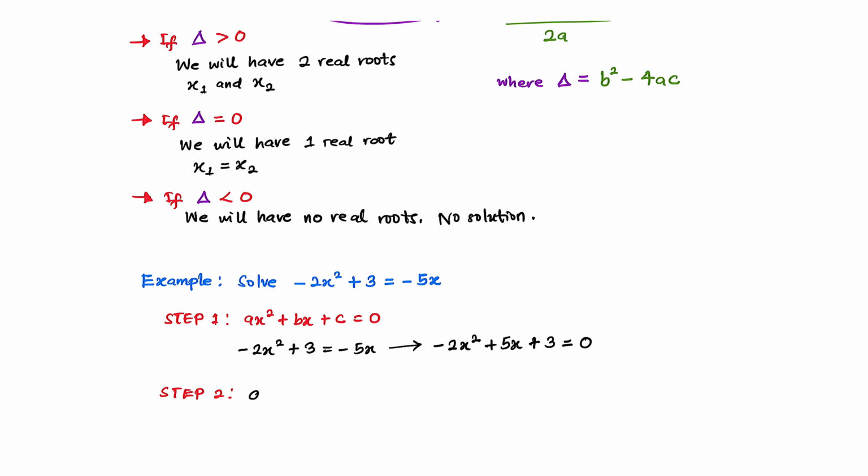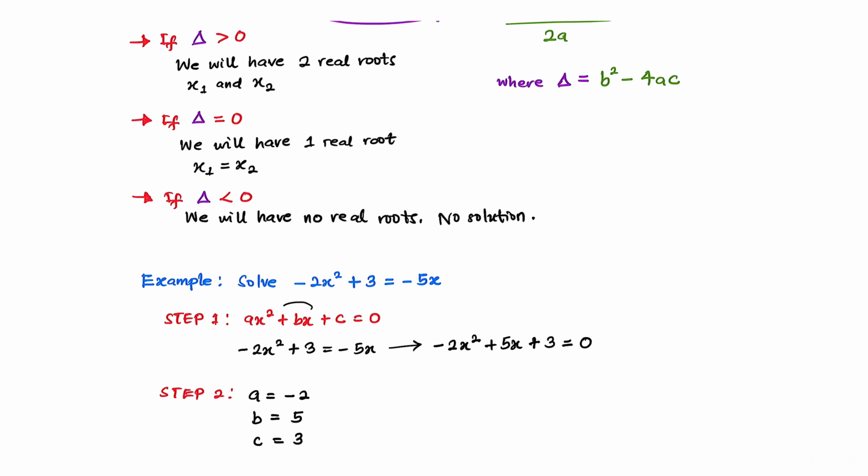So a equals minus 2, b equals 5, and c equals 3. So a equals minus 2 because a is usually the coefficient of x squared here. A is the coefficient of x squared. And from this equation, we can see that the coefficient of x squared is minus 2.